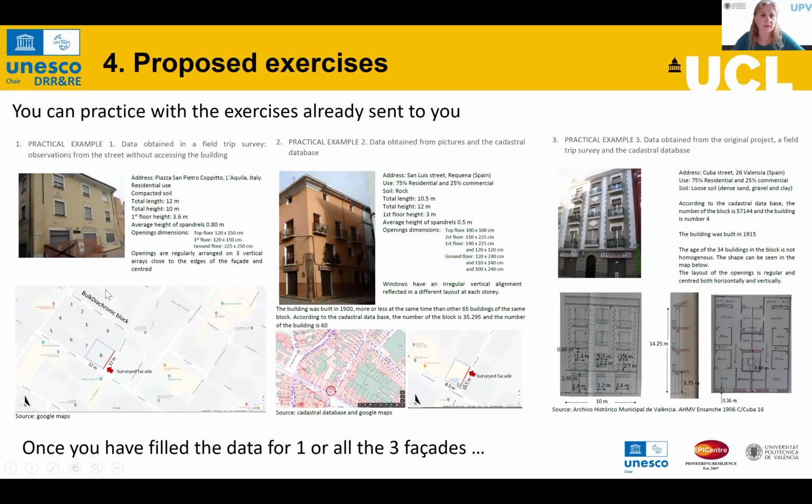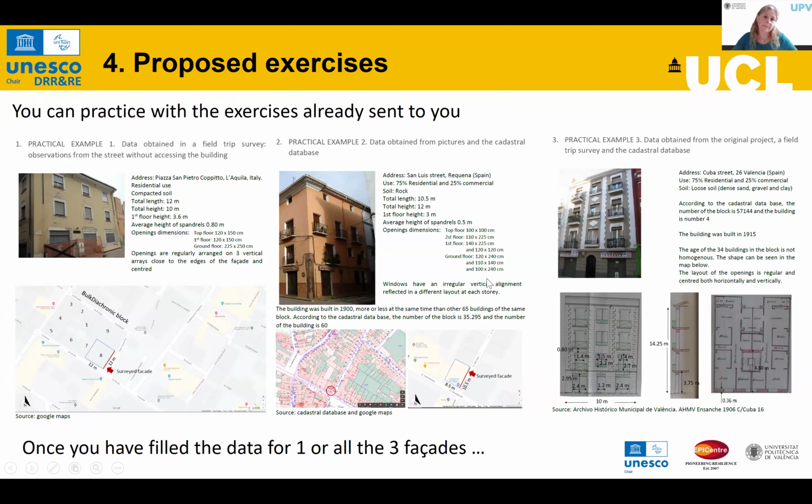And here you have the SKUs. You can fill the data for one facade, two, or all three. You have to decide the reliability of the data, considering that in the first example, the data were obtained in a field trip, observation from the street without accessing the building. In the second case, the data were obtained from pictures and the cadastral database, but the cadastral database gave us some accurate dimensions. And in the third case, the data were obtained from the original project, a field trip, and the cadastral database.